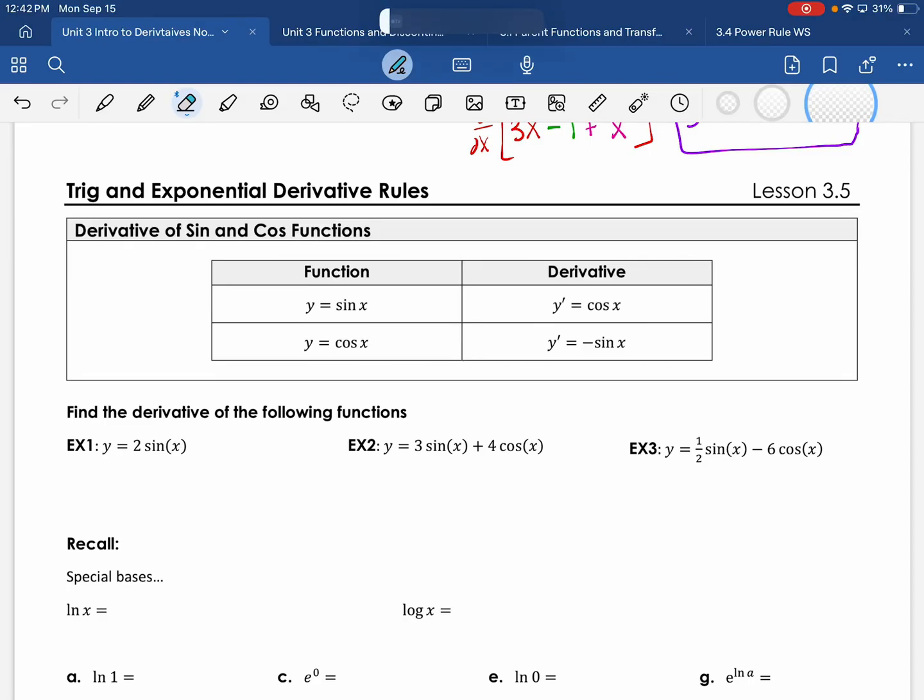I got to tell you about tomorrow real fast. So first thing, we're having a practice day tomorrow. So there is no homework quiz tomorrow. We are going to practice the trig rules.